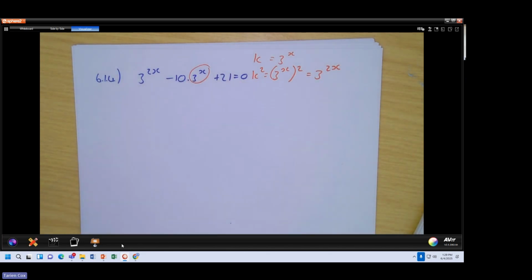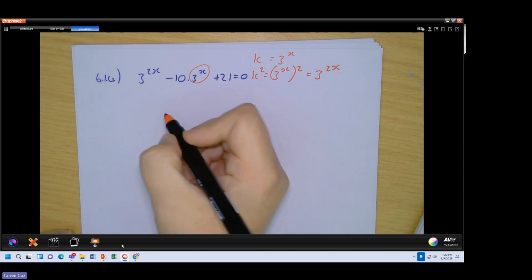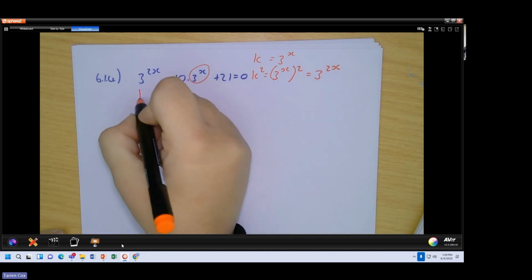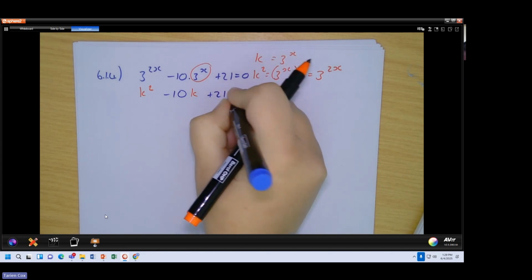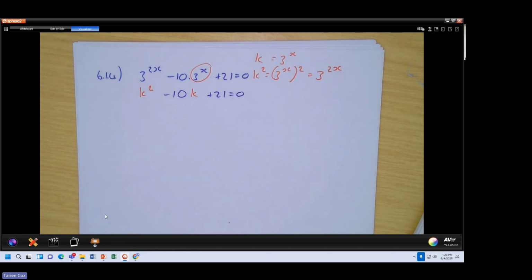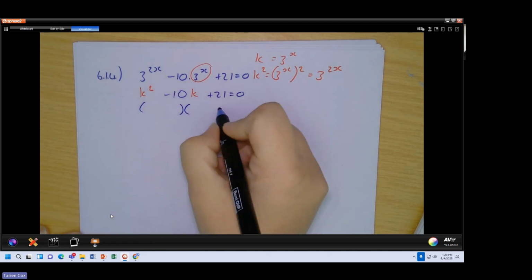Then I can rewrite this equation that I technically have: k squared minus 10k plus 21 is equal to 0. And this is the trick that I can use to make the equation look much easier for me. Because now it looks like it's just a plain old normal trinomial that I can now factorize.